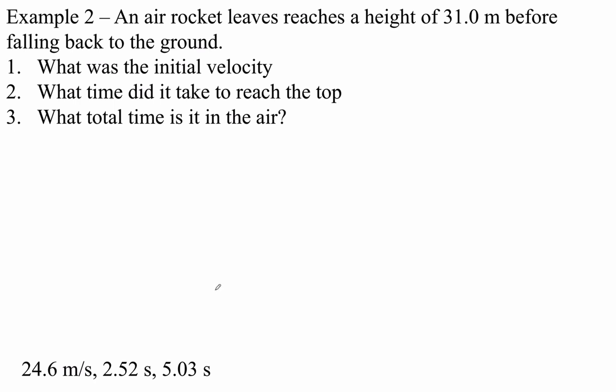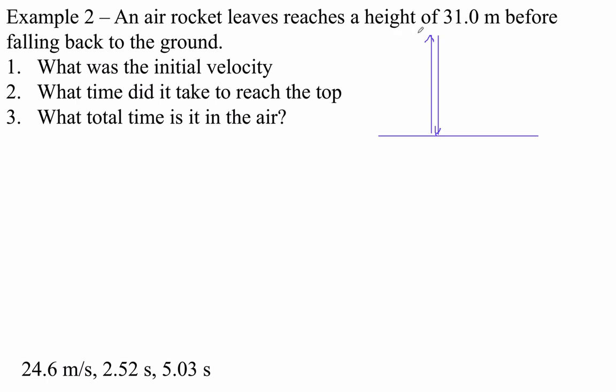All right, an air rocket reaches a height of 31 meters before falling back to the ground. So it's going to go up. It's going to go down. So this is one of those ones where it spends half the time going up, half the time going down. So when we want to know the total time, it'll just be answer number 2 times 2.